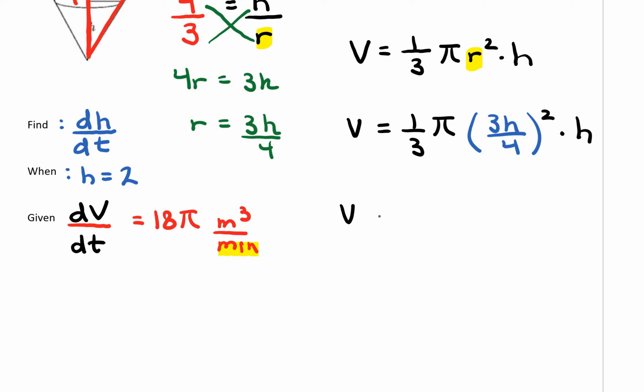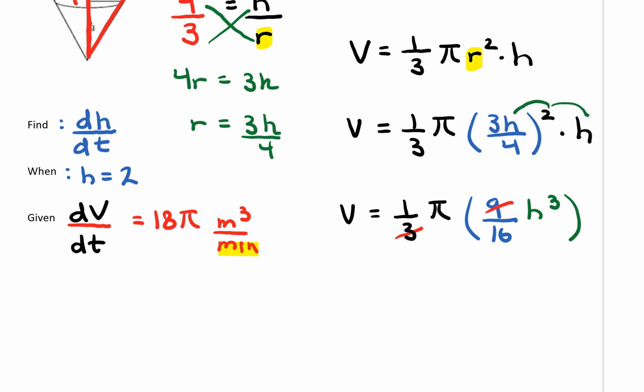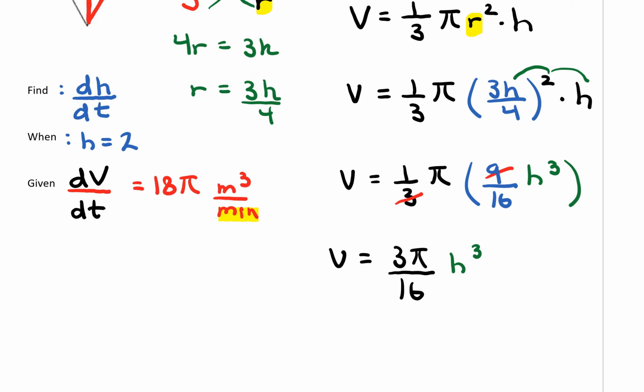The next step is to simplify this as much as we can. I have 1/3 pi, and if I square all this, I get 9 over 16. Then if I square the h and times that by h, I get h cubed. Then I see that this 3 and that 9 will cancel off. So now I have volume equals 3 pi over 16 times h cubed.